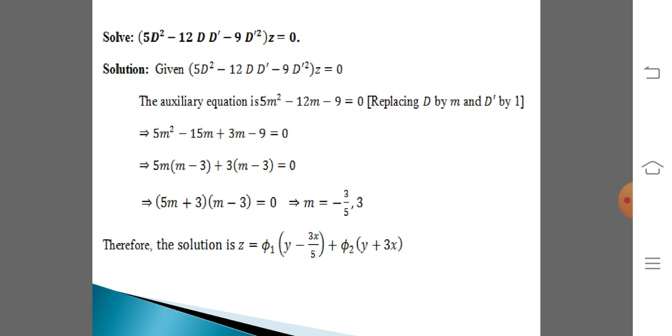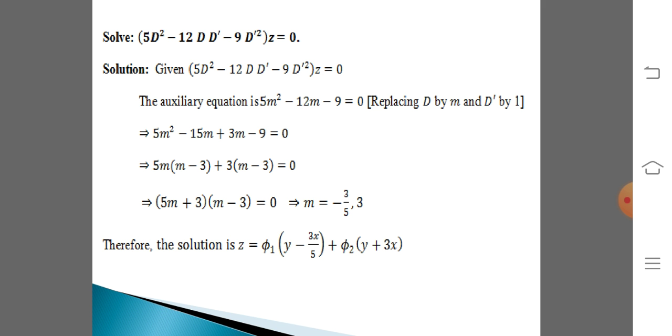We have to find two numbers such that their product is 5 into minus 9, that is minus 45, and sum is minus 12. So the numbers are clearly minus 15, 3. So using minus 15, 3, you can write the middle term minus 12m as minus 15m plus 3m. Therefore, from the auxiliary equation we can write 5m² minus 15m plus 3m minus 9 equal to 0.